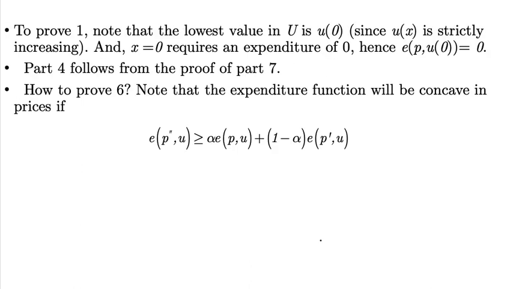I have explained most of the properties of expenditure functions. Some of them I explained with proofs. Some of them I didn't explain with proof because I believe if you can understand the properties of utility functions, and I did show you some of the proofs for utility functions, then you should be able to prove some of the points for expenditure functions. Now, how to prove number 6 here?